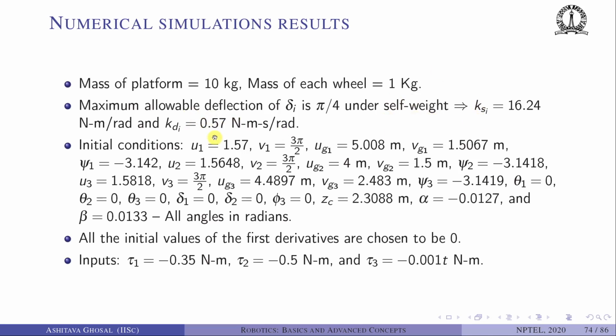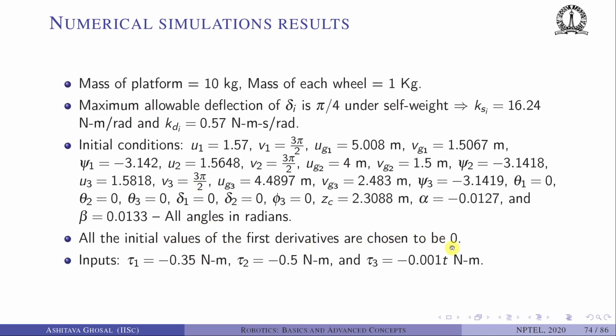KSI is obtained for self weight and KDI is chosen such that there is some damping. The initial conditions are again obtained such that it satisfies the loop closure of the constraint equations, both the holonomic and non-holonomic constraint equations. All the initial values of the first derivatives are chosen to be 0.